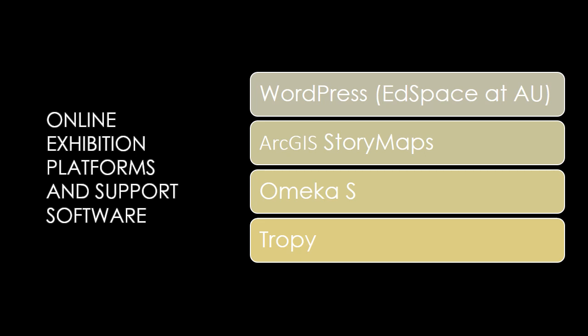So this particular workshop is part of a series that we're offering through American University Library on various online exhibition platforms. The online exhibition platforms that we offer through American University Library and American University generally are WordPress, which at AU is called EdSpace at AU and is run through the Center for Research, Teaching, and Learning, ArcGIS Story Maps, and Omeka S, both of which are offered through the library. And then Tropy, which is what we're covering today, is not actually an online exhibition platform.